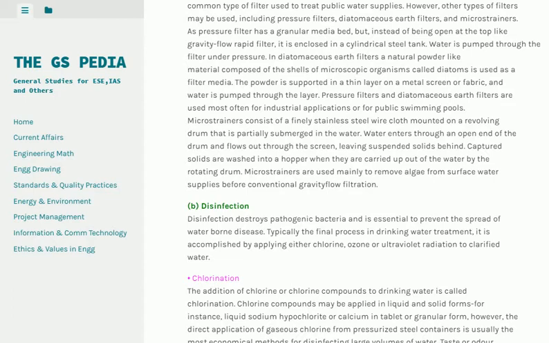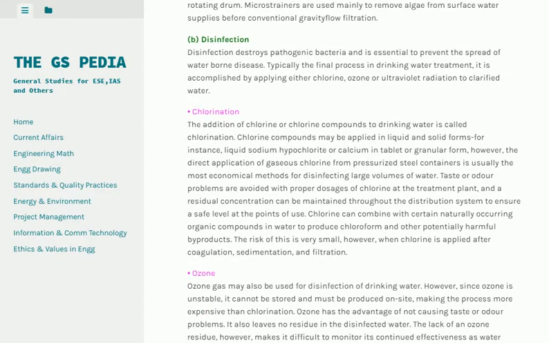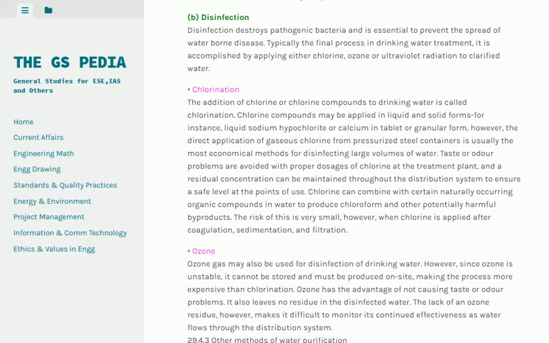B. Disinfection. Disinfection destroys pathogenic bacteria and is essential to prevent the spread of waterborne disease. Typically the final process in drinking water treatment, it is accomplished by applying either chlorine, ozone or ultraviolet radiation to clarified water.